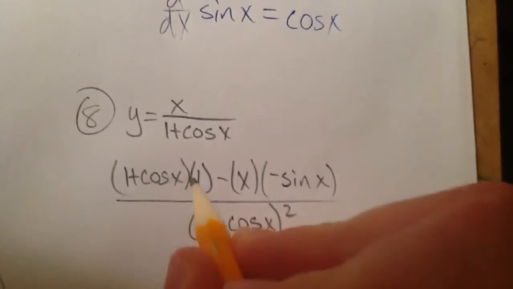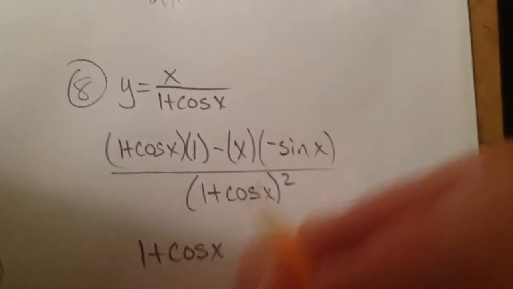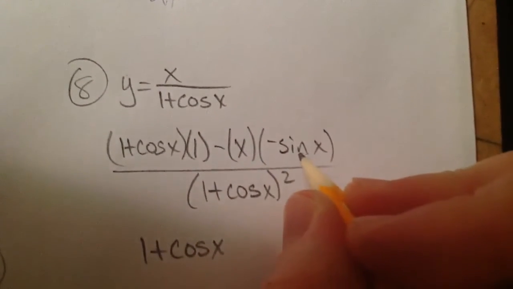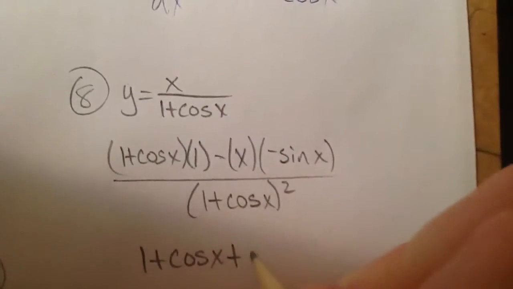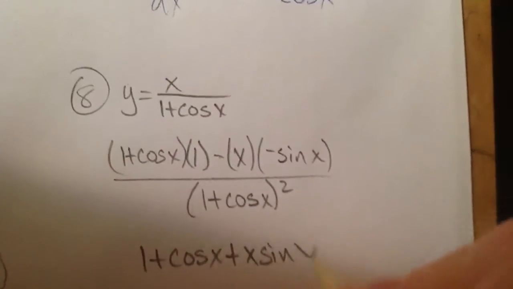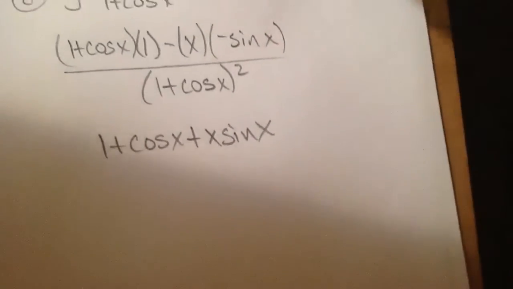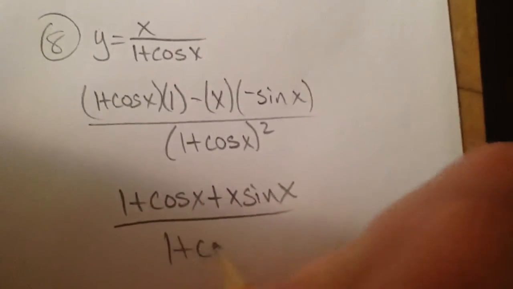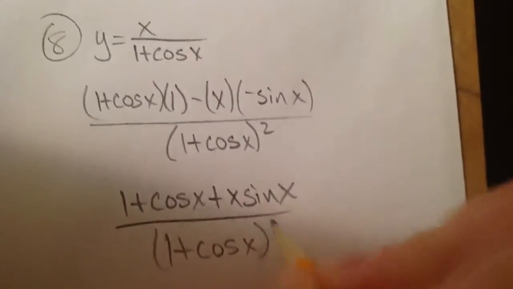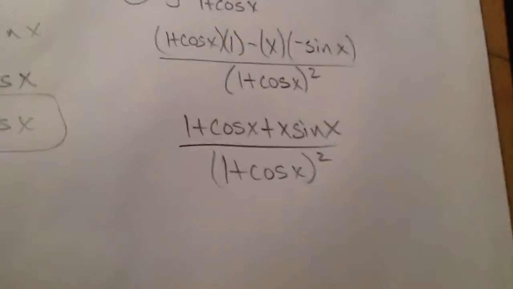And then just simplify the top. So that's just 1 plus cosine of x. And then this is x times sine of x. Negative times a negative is positive, and then it'll be x sine of x. Because you're multiplying by x, so that goes in front. And then on bottom you got 1 plus cos of x squared. And that's it. That's all you can do.